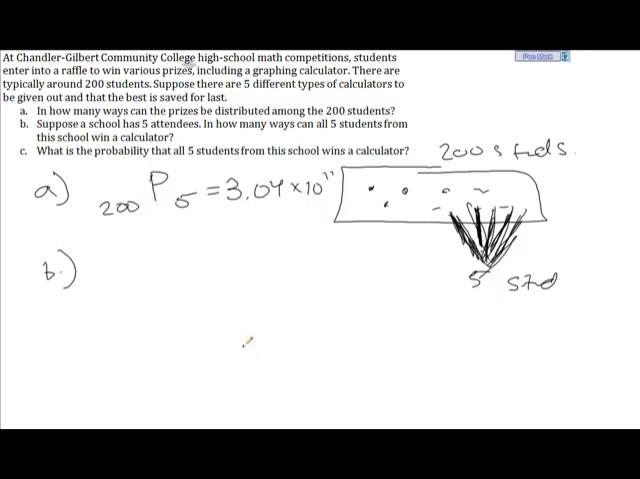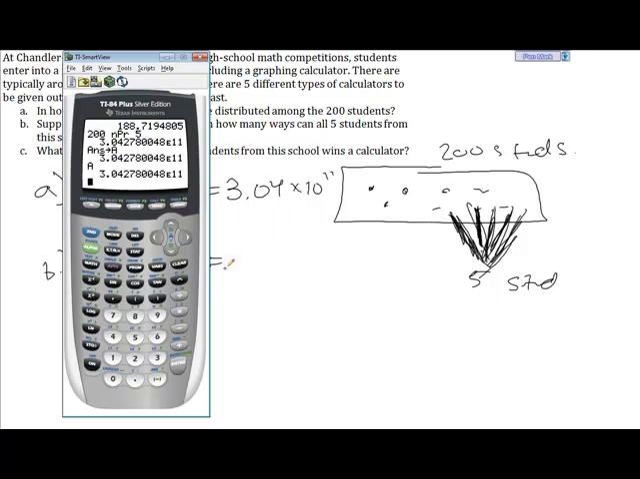Part B, suppose a school has 5 attendees. In how many ways can all 5 students from the school win a calculator? Alright, well, you've got another permutation here because it does matter in which order they win them. And from the group of 5 students, we're going to assume that all 5 are given a calculator. So notice that both these numbers right here are students. Both of these numbers are the number of calculators that are going to be won. And the result, of course, is the number of ways that can be done.